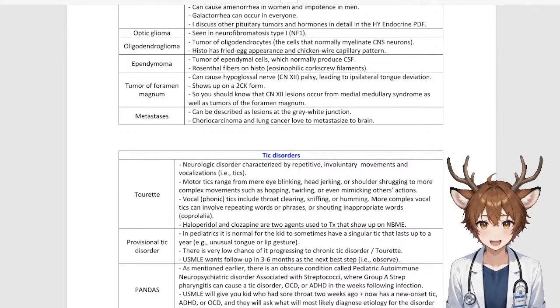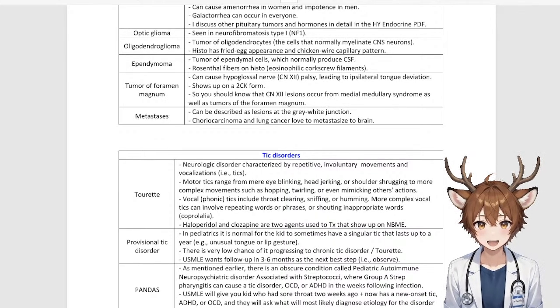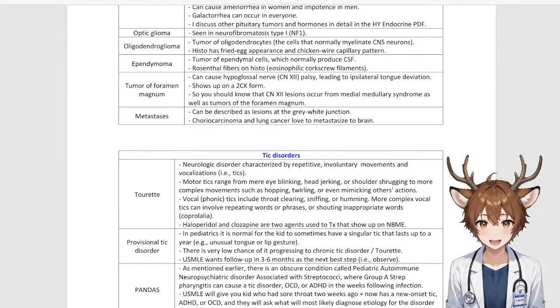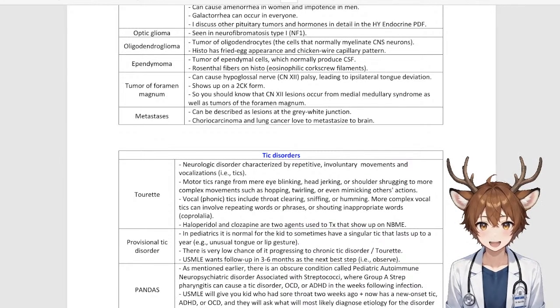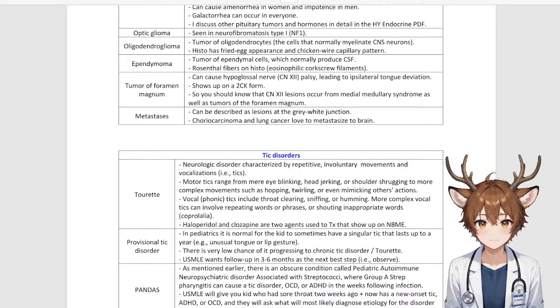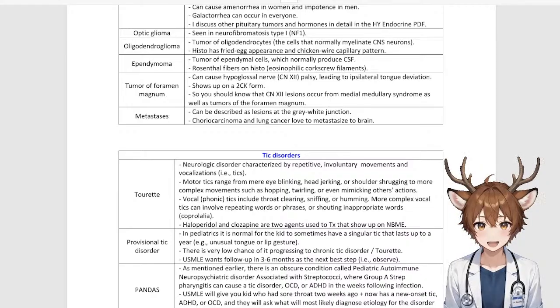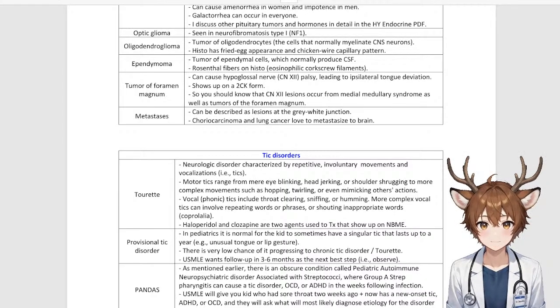Oligodendroglioma, tumor of the oligodendrocytes, the cells that normally myelinate CNS neurons. Histo has a fried egg appearance and chicken wire capillary pattern. Ependymoma, tumor of the ependymal cells, which normally produce CSF. Rosenthal fibers on histo, eosinophilic corkscrew filaments.